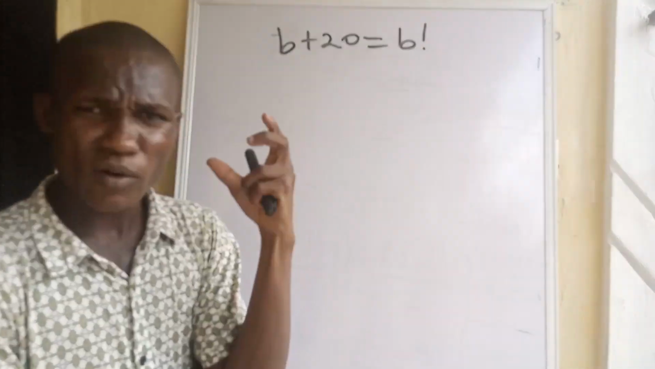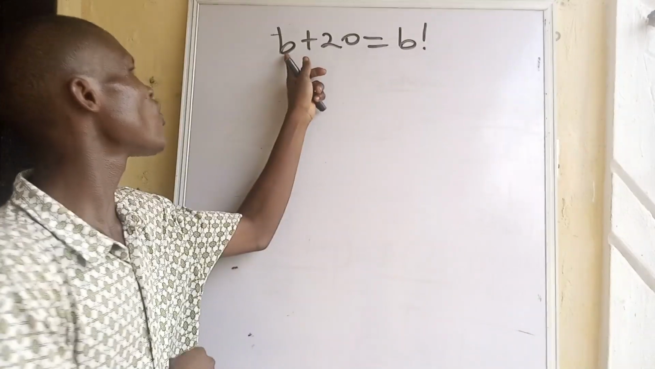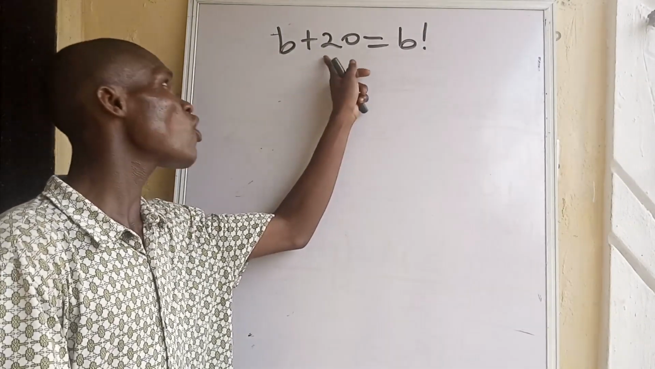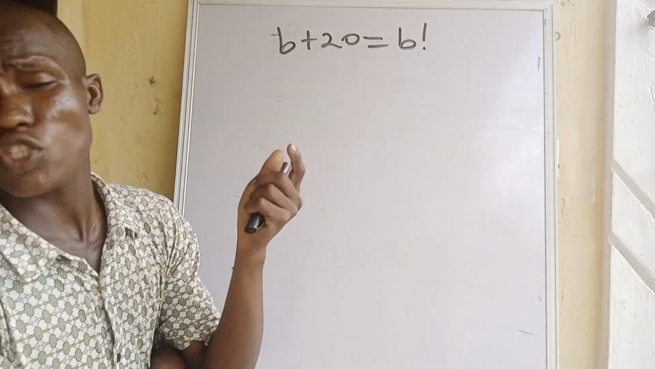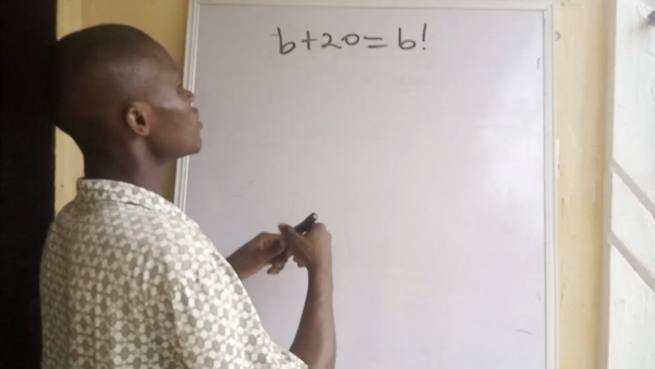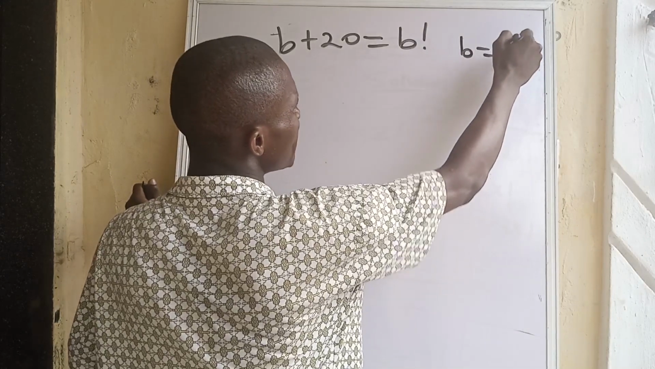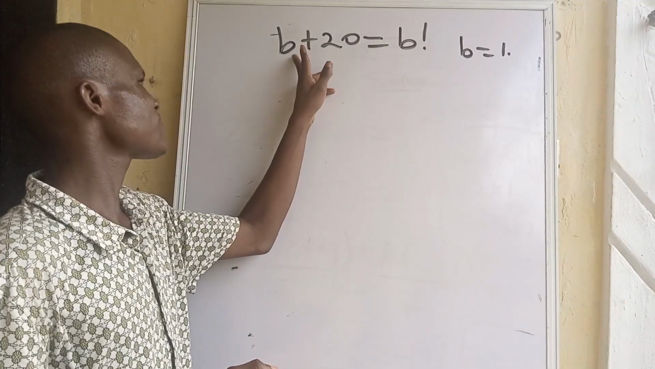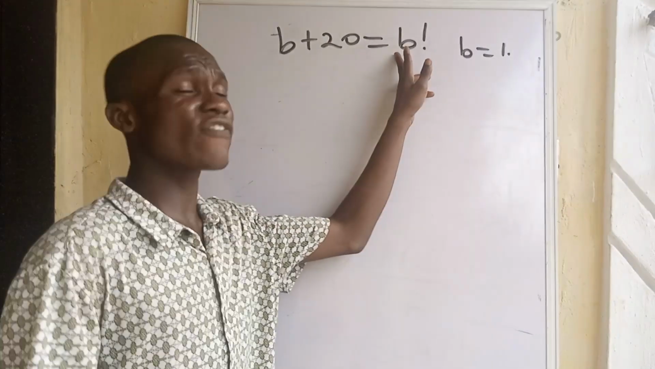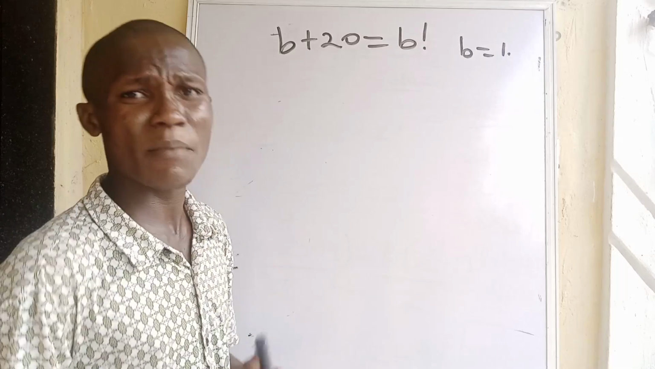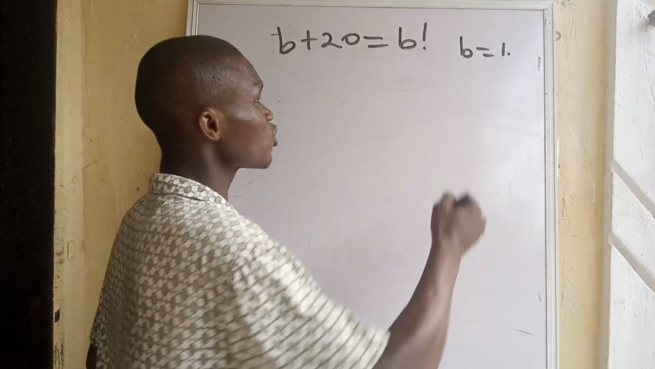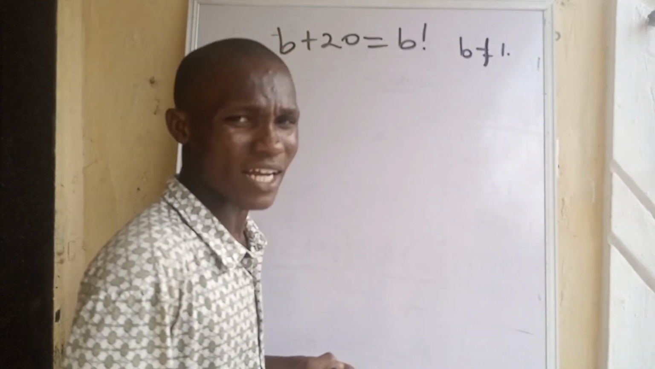So we are going to think of a number. By the time we plug in that number at this point, the factorial of that particular number is still the same with the sum of the two numbers at this point. So what are we going to do? We are going to think of a number. Let's think of 1. So let's say b is equals to 1. If we are putting 1 here, 1 plus 20 is going to give us 21. Then we take the factorial of 1. Factorial of 1, remember, is equals to 1. So 21 is not equals to 1. So the factorial of 1 can't work. So b can't be equal to 1.